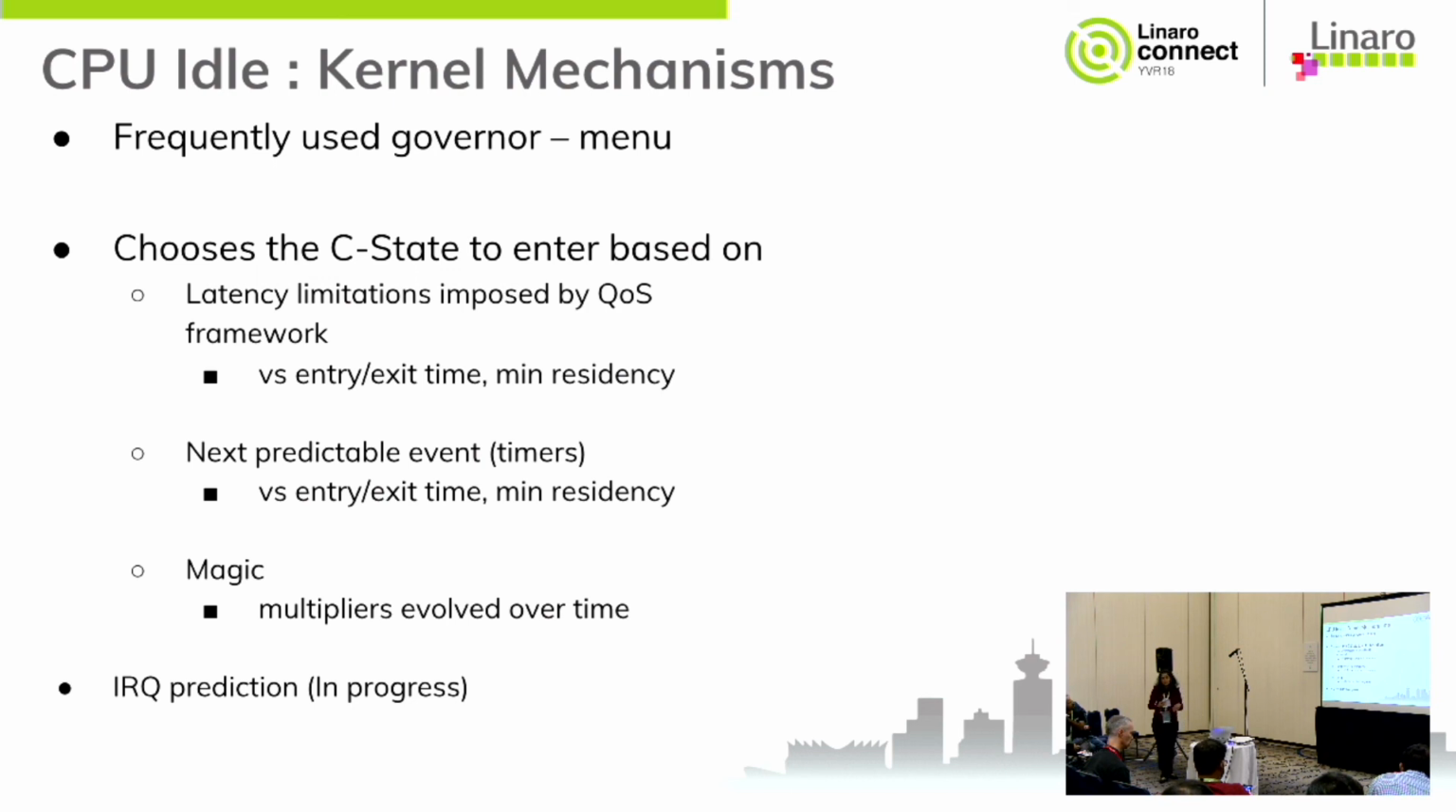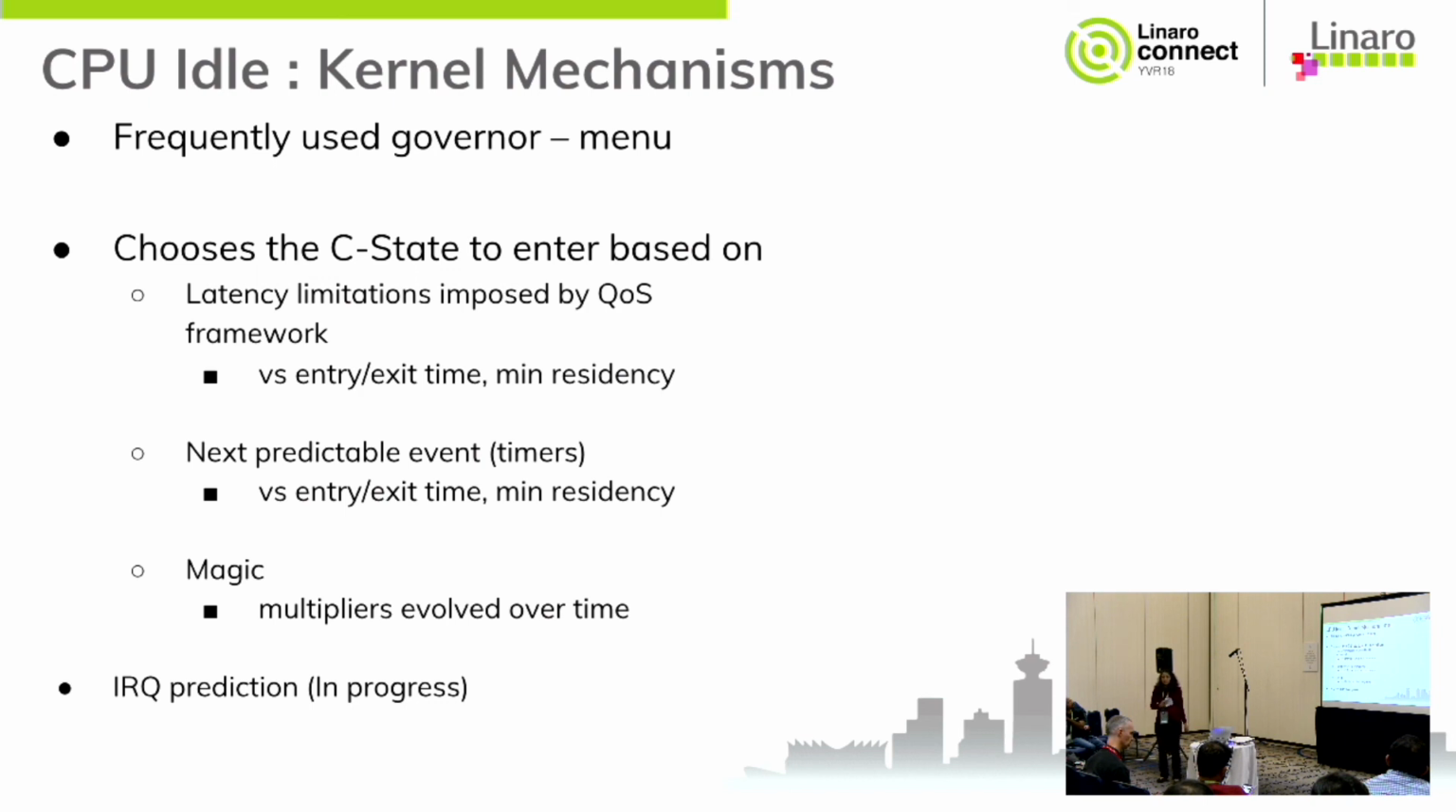It chooses the next C-state for a CPU to enter based on a few parameters. The first one is latency limitations that are imposed by QoS. There's a quality of service framework in the Linux kernel, which we'll talk about at the end of the presentation. Devices can put a limitation saying that they need the CPU latency to be at a certain level, and the governor takes the latency limitations into account and compares them with the entry time, exit time, and minimum residency to choose the next C-state. The next is the next predictable event, which is the timers.